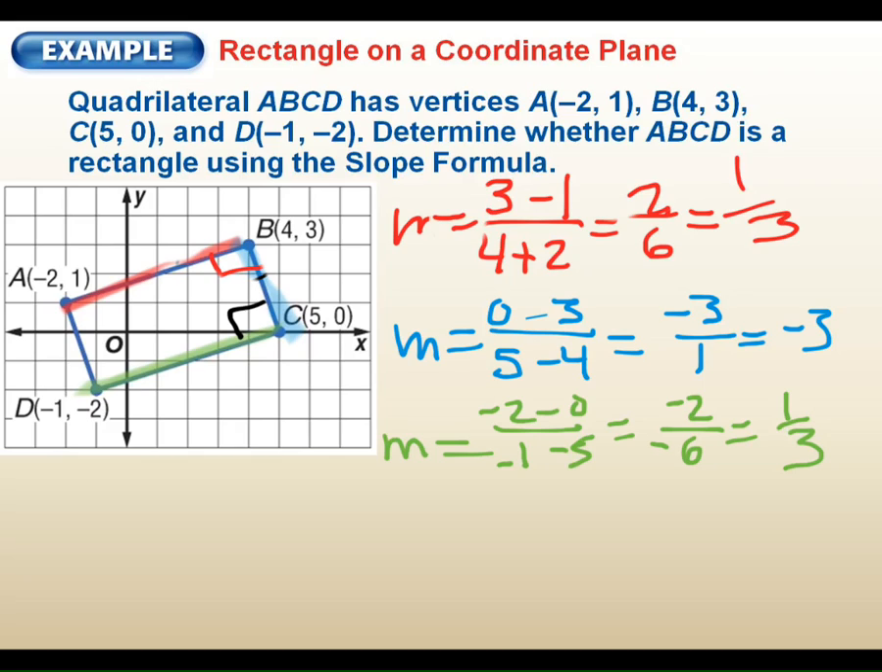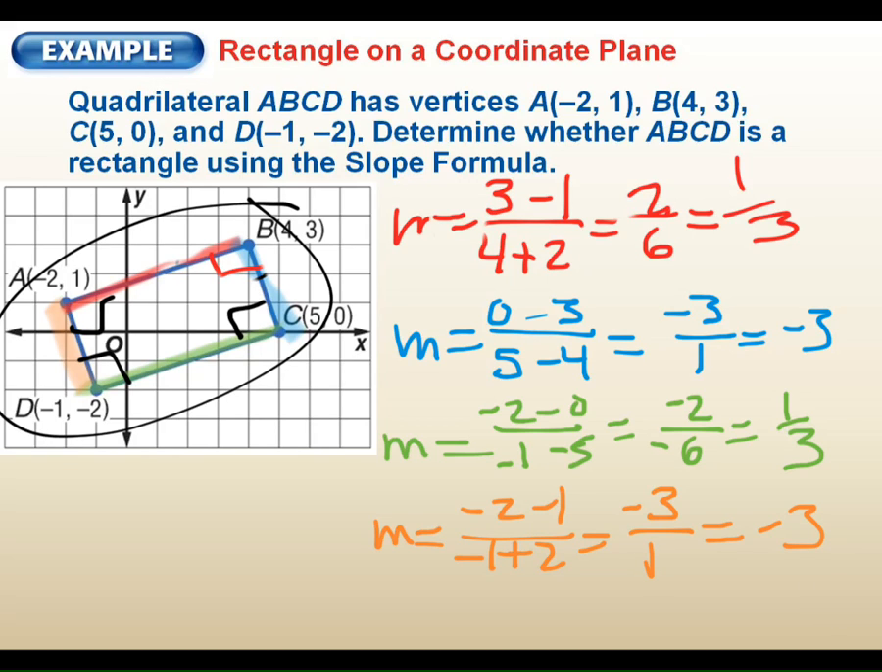And then finally, let's say I looked at AD. y2 minus y1, x2 minus x1. So, these are opposite reciprocals, where those lines meet is a right angle. And then finally, if I look at the red and the orange one, here and here, opposite reciprocals, that's a right angle, so that is a rectangle. See how we did that?